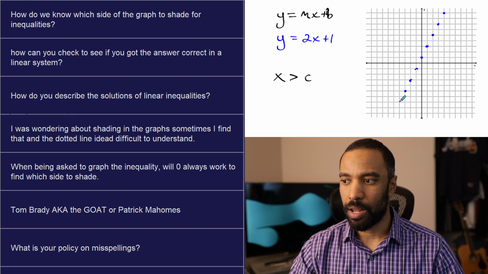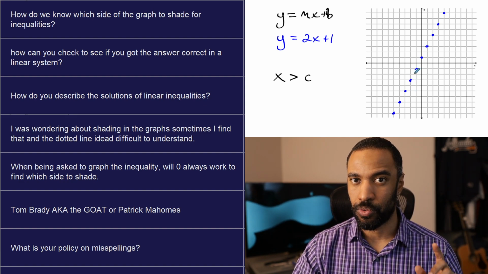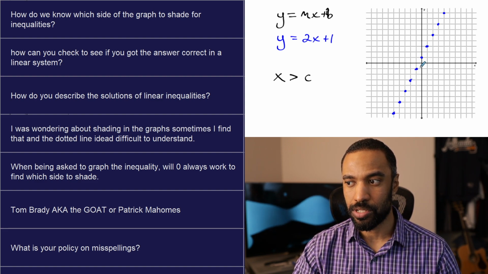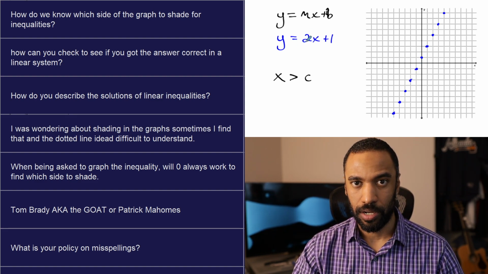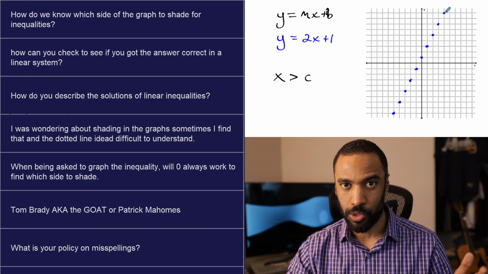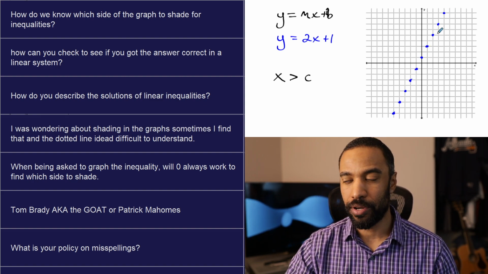Now, keep in mind, what I'm plotting right here is every y value when I move an x value by 1 over and over. But these are not the only points that are solutions to this equation. First of all, this goes on forever, so you can keep going up 2 over 1 if you had the room and the time and all that stuff. But also every point in between works.